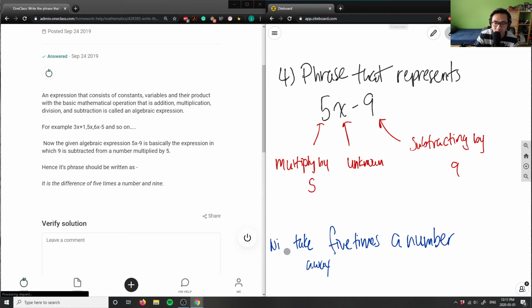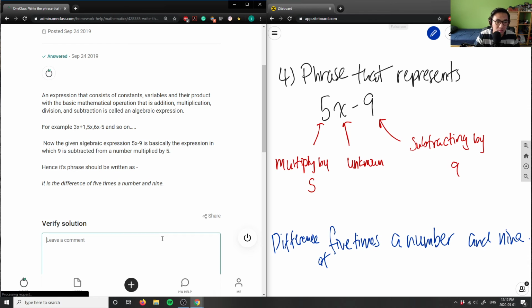Actually, it is a difference here, so I'm going to erase mine. It says it is a difference of 5 times a number and 9, and I kind of like that as well. So, difference of 5 times a number and 9. I kind of like this one a lot better. So this solution here is correct. Good solution and analysis here.